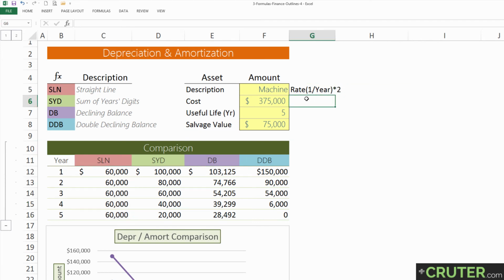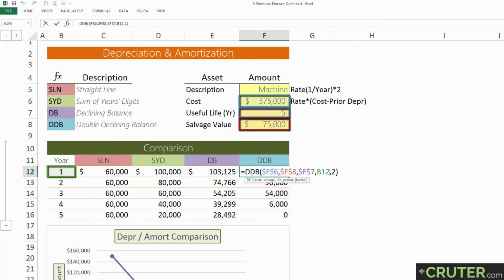And then the next thing is that we're going to take that rate, we're going to multiply it by the cost less the prior year's depreciation. One thing I want you to notice in this formula here is that the salvage value isn't included in it anywhere. And that's because it's actually automatically taken off at the end on the last year usually, or the last couple of years, and therefore it won't get depreciated. So in this example, we're just writing it out for the first year. That's why I don't have it included here. But in the DDB formula down here, you can see that salvage value is within the formula.